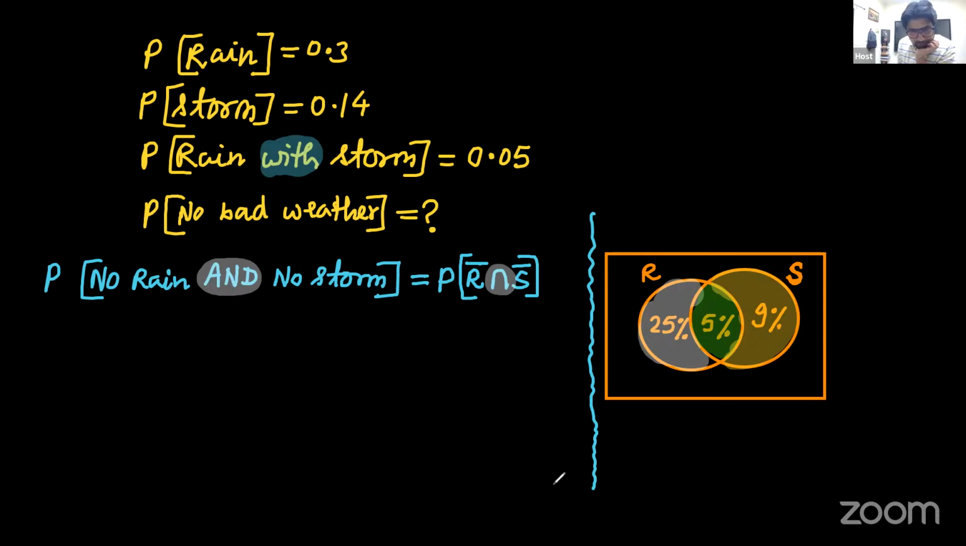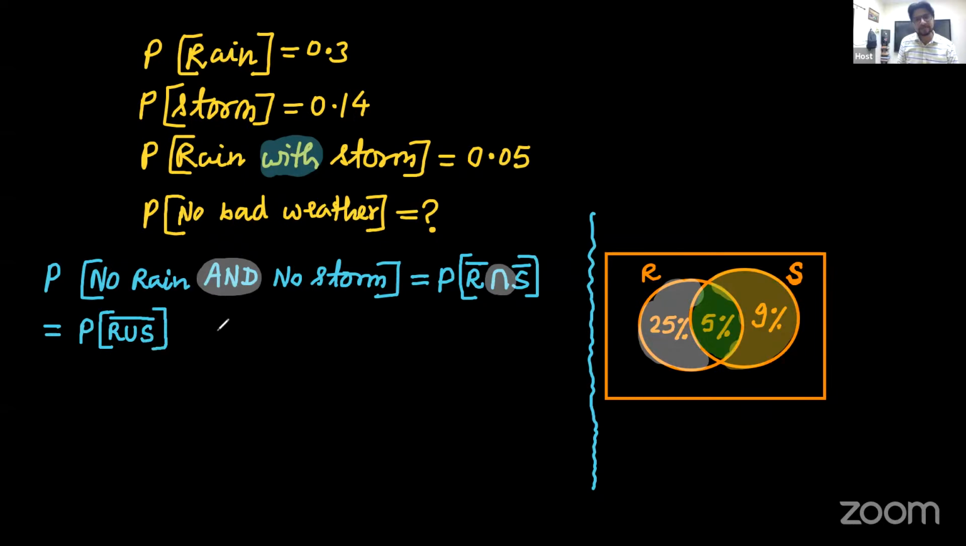No rain and no storm. Now, my dear friends, no rain means everything other than rain, rain complement. No storm means everything other than storm, storm complement. And means intersection: both happen simultaneously, co-occurrence of both the events. De Morgan's theorem says that R complement intersection S complement can be written as (R union S) complement.